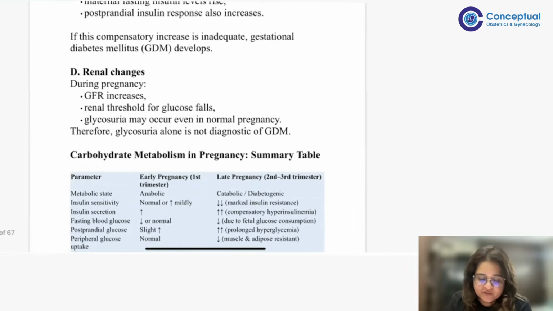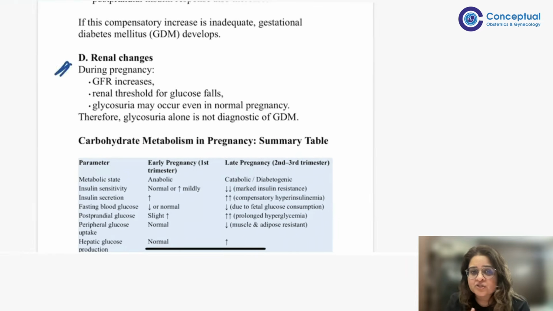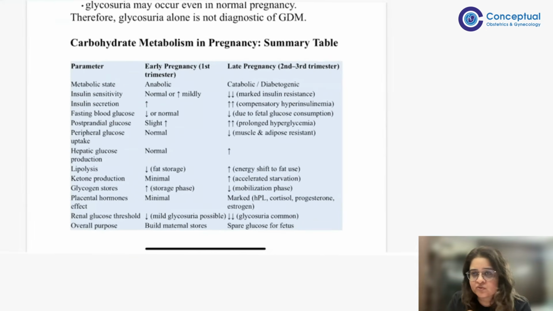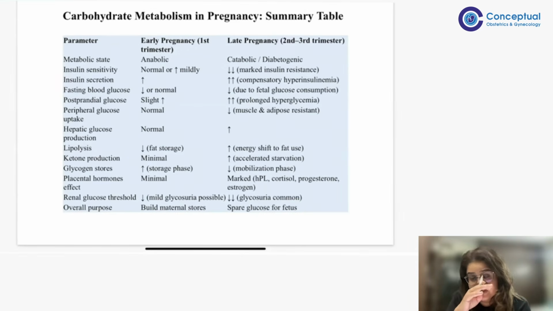You can also mention renal changes. Remember, there is physiological glycosuria because the renal threshold for glucose falls in pregnancy. So glycosuria alone is not used for diagnosis of GDM. Then a summary table is there which you can go through one day before the exam, because physiology of pregnancy is an important topic. They can ask you heart disease, physiology of the heart, changes in the heart, physiology of blood, physiology of carbohydrate metabolism, protein metabolism. Usually one question comes from here, thyroid metabolism.